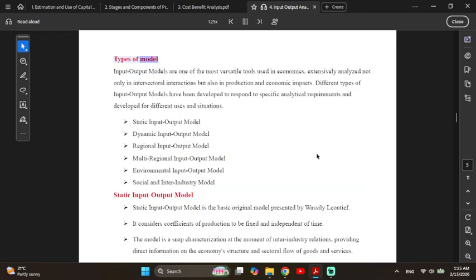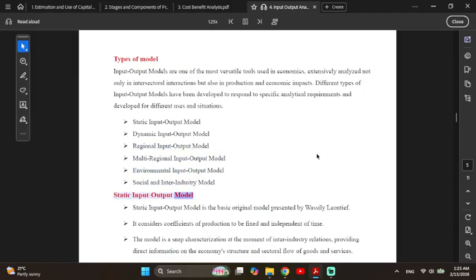Types of model. Input-output models are one of the most versatile tools used in economics, extensively analyzed not only in intersectoral interactions but also in production and economic impacts. Different types of input-output models have been developed to respond to specific analytical requirements and for different uses and situations: static input-output model, dynamic input-output model, regional input-output model, multi-regional input-output model, environmental input-output model, social and inter-industry model.